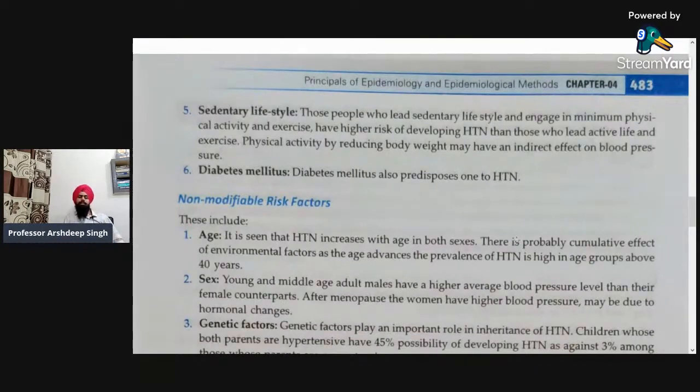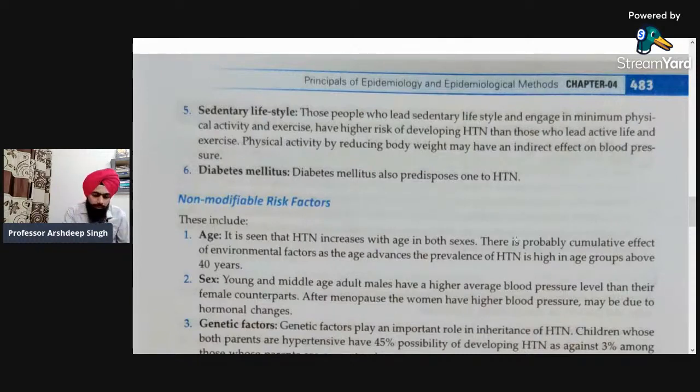Next is diabetes mellitus, and it is seen that persons who are diabetic, the diabetic condition also predisposes to hypertension. So these were the main modifiable risk factors, which are reasons for hypertension, but we can modify them and prevent ourselves from hypertension.